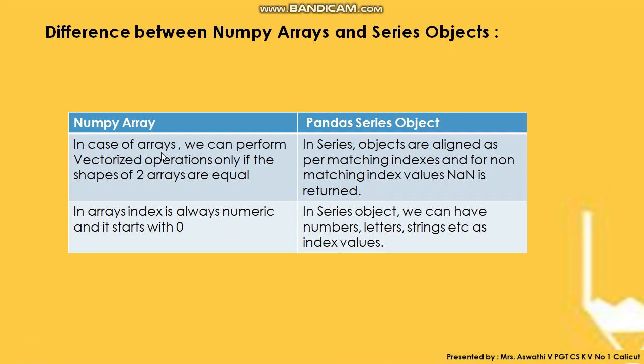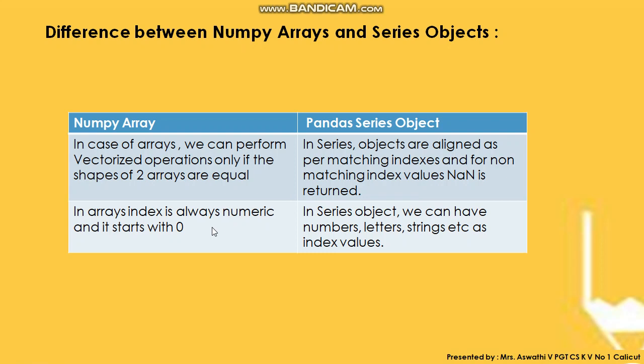First one is that in case of arrays, we can perform vectorized operations only if the shapes of two arrays are equal. That is, if OB1 and OB2 have the same number of elements, then only we can do vectorized operations in the case of arrays. But it is not like that in series, as we have seen. If there are no index values matching, then it will be given as NaN. So that problem is not there in Pandas series.